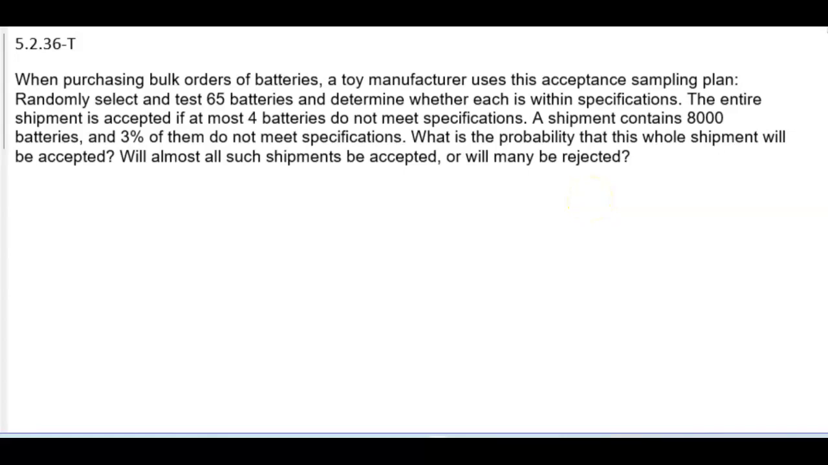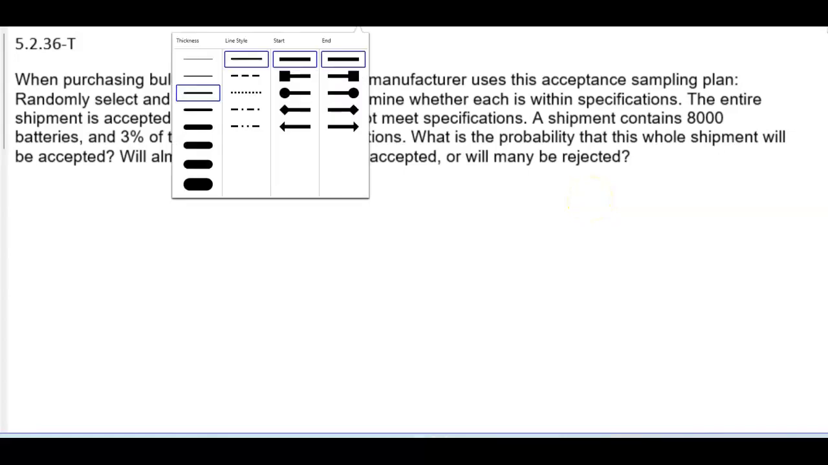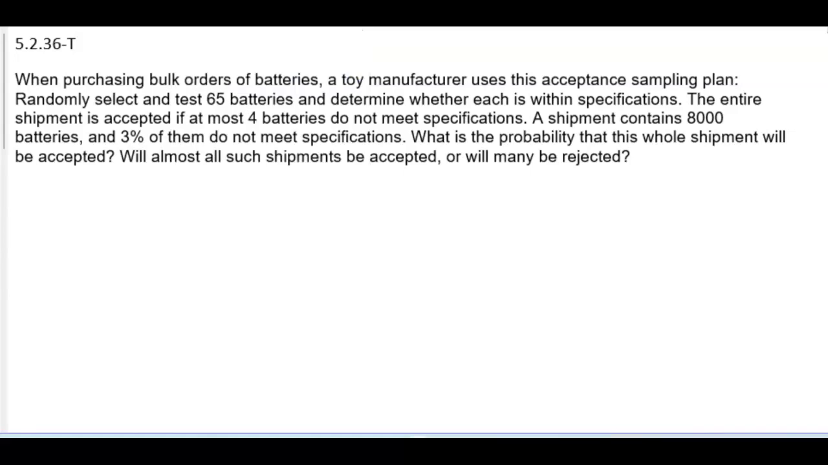So the first thing is, let's identify the variables in this problem. We know that there are going to be 65 batteries randomly selected. So that tells us that n is going to equal 65. We're also seeing that it's going to be at most 4. So what does at most 4 mean?